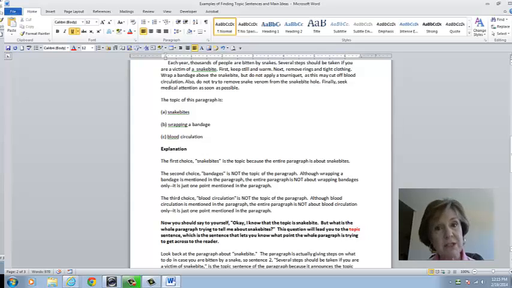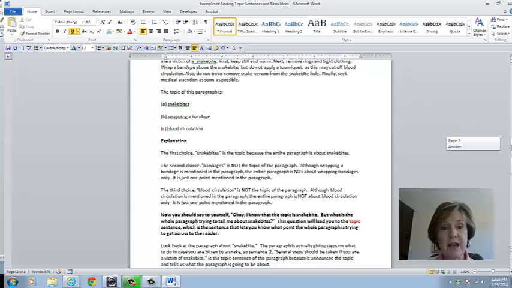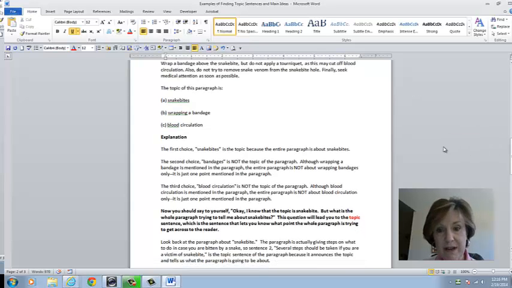If you read this paragraph on your own, you will see that every other sentence in this paragraph supports the topic. The second choice, bandages, although wrapping a bandage is mentioned in the paragraph, the entire paragraph is not about wrapping a bandage. It's just one point that's mentioned in the paragraph. The third choice, blood circulation, is also not the topic. Although blood circulation is mentioned in the paragraph, the entire paragraph is not about blood circulation. It's just another point that's mentioned.